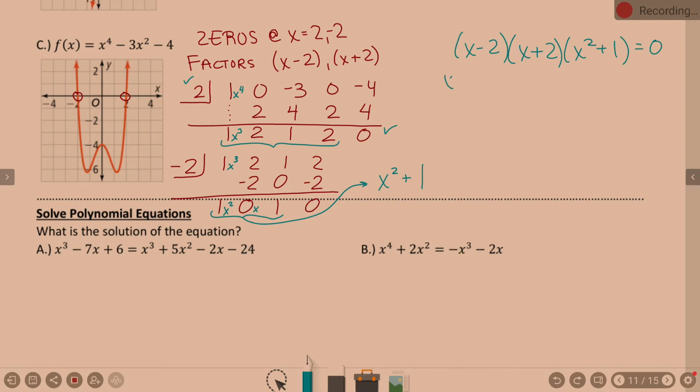As I said, we already know the first two. We already know x minus 2 equals 0 is going to give me x equals 2. x plus 2 equals 0 is going to give me x equals -2. What about x squared plus 1 equals 0? Okay, x squared. How do we solve for x? Subtract 1. So x squared equals -1.